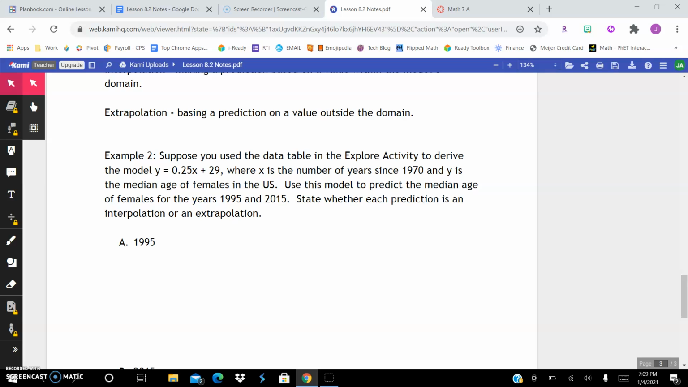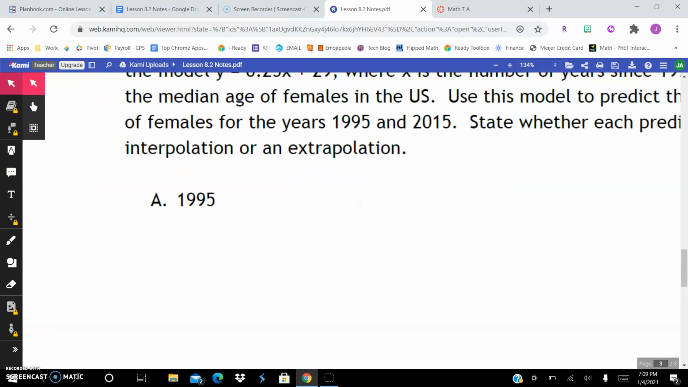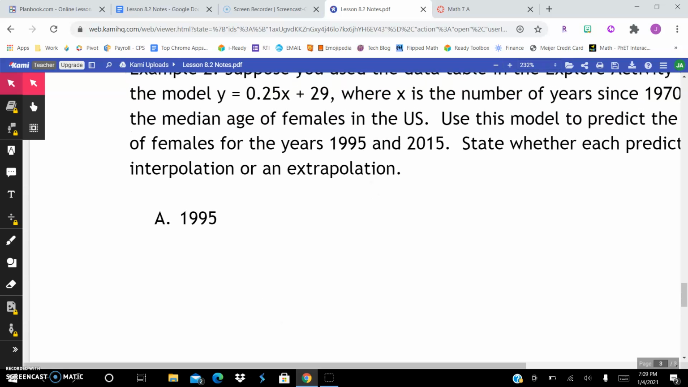So suppose you use the data from the table in the Explore activity to derive the model y equals 0.25x plus 29, where x is the number of years since 1970, and y is the median age of the females in the US. Use this model to predict the median age of females for the years 1995 and 2015. State whether each prediction is an interpolation or an extrapolation. So we're using all of that information from before, but now we have different years to plug in.